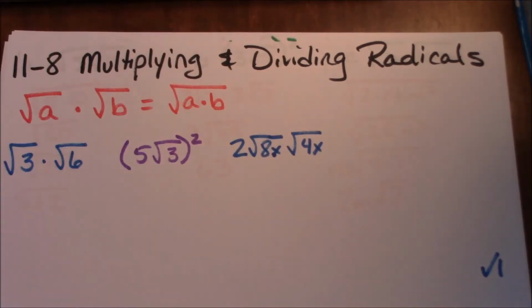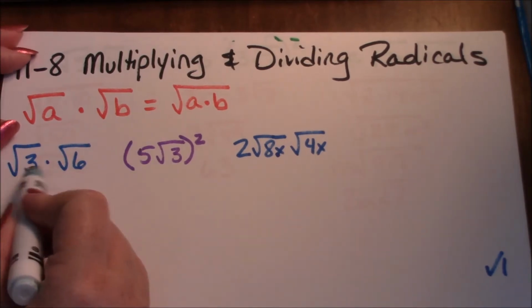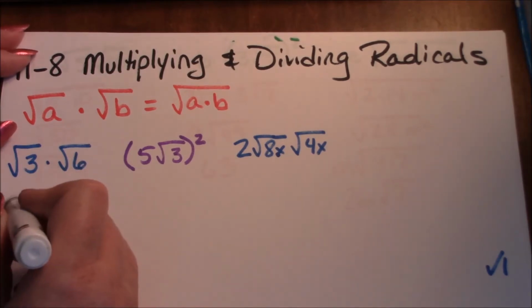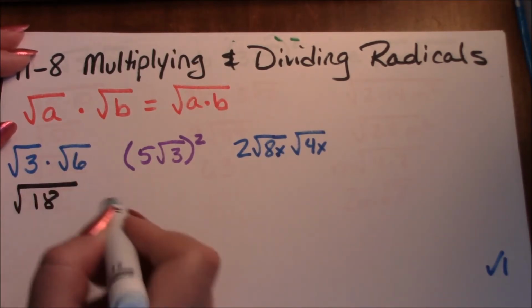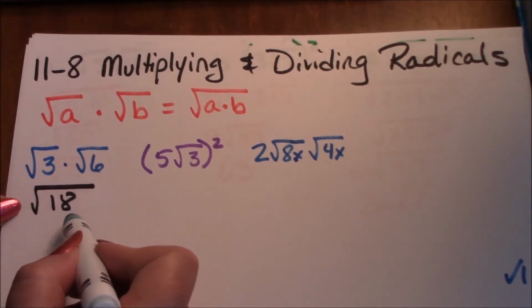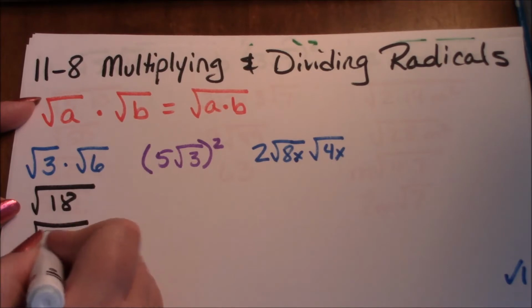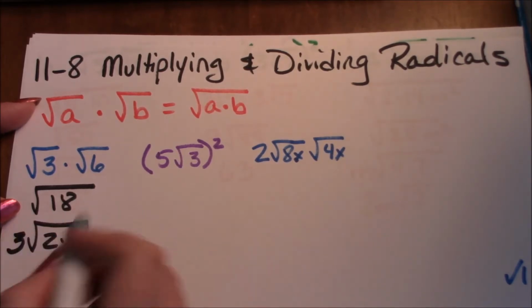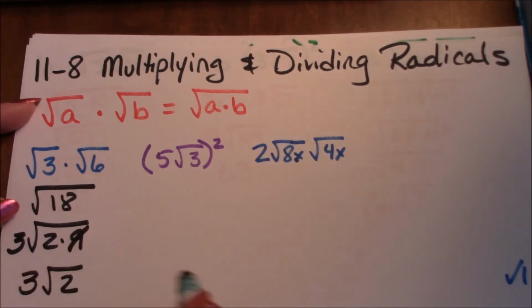So let's do a few together just to make sure you're good at this. Root 3 times root 6 is the same as root 3 times 6, and 3 times 6 is root 18. But we know that there's a root in here because this is really 2 times 9, and 9 is a perfect square. So our answer is going to be 3 root 2.